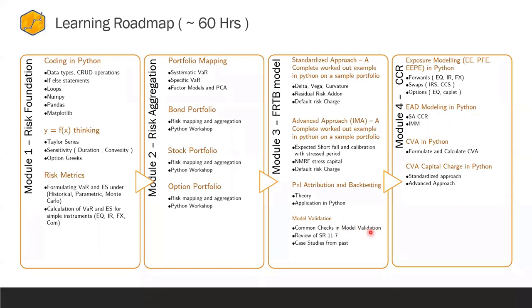So what are the common checks that we do in model validation? We'll also review SR 11-7, which is guidelines on model risk. And then there are some case studies from the past that we'll look at. There is a question, do we cover stress testing? Yes, we'll cover stress testing as well. And there was an earlier question related to quant finance volatility modeling. We'll talk about that probably after this one, because it's a little different.